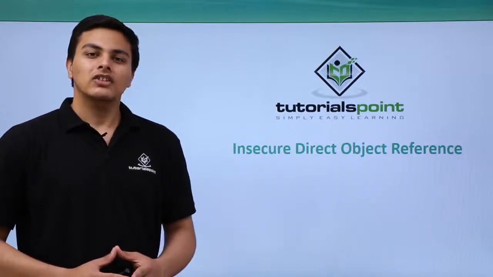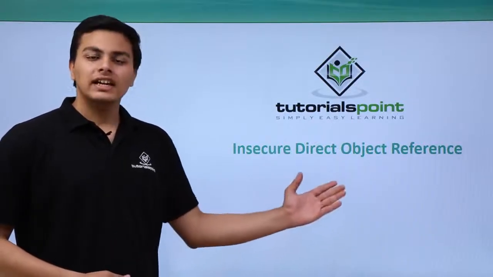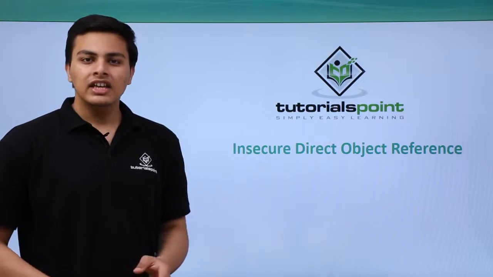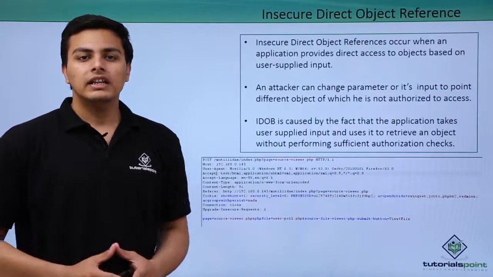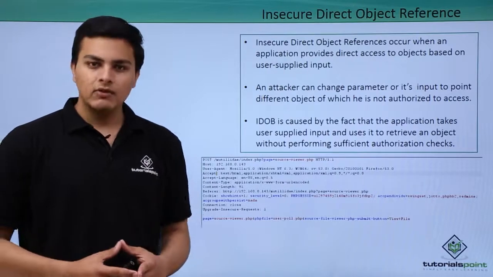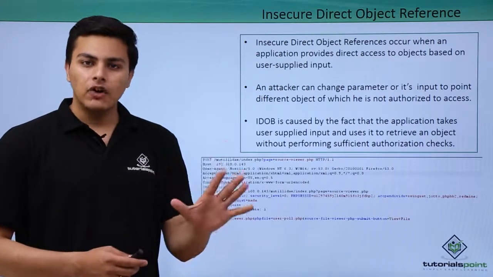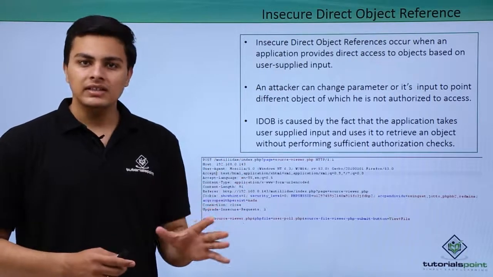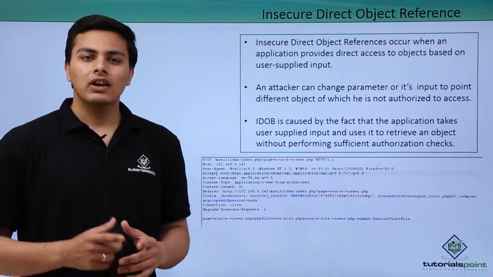Hello everyone, now let's talk about insecure direct object reference vulnerability. This vulnerability is also referred to as IDOR. Before going further, let me give you one example: there are 5 objects or 5 files, and there is one another file called demo.